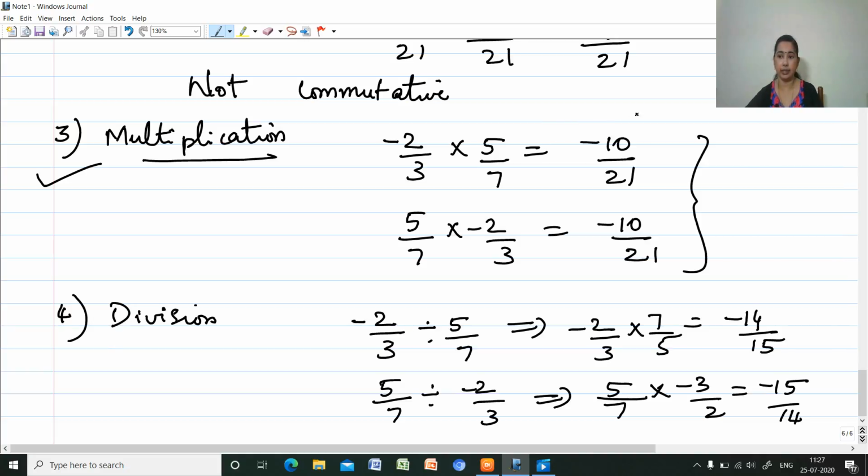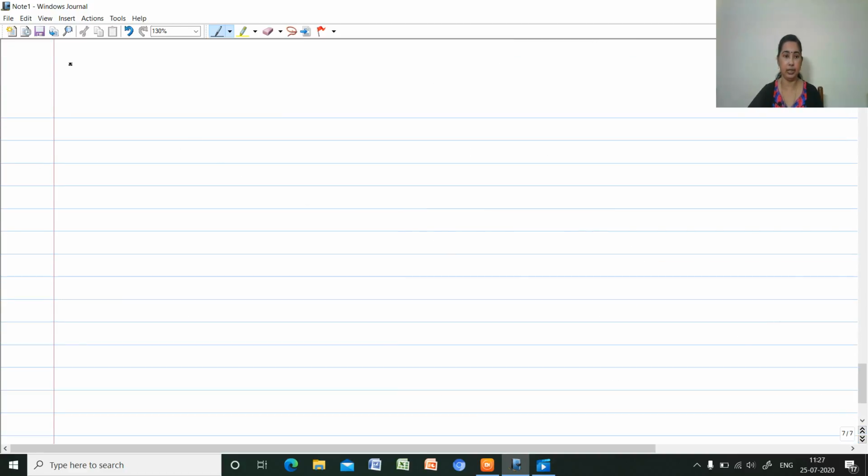So next, we have to check all these properties. We have already discussed closure property and commutative law. Next is associativity, whether associative law is satisfied for whole numbers, integers, and then for rational numbers. So next one is associativity.